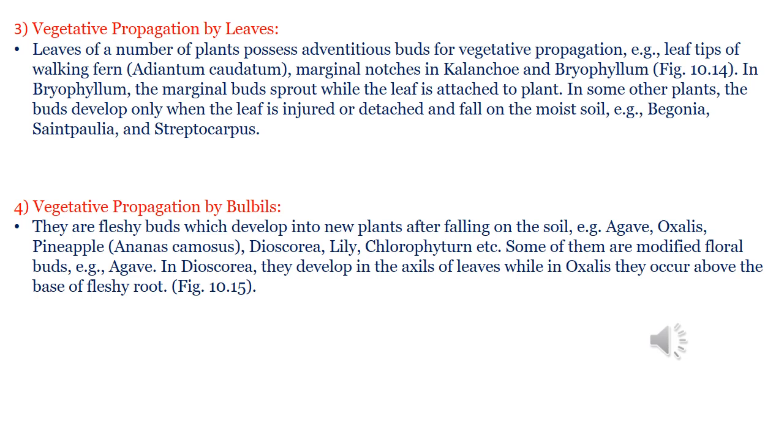Other examples you can go for are Adiantum, Kalanchoe, Streptocarpus, Saintpaulia. In vegetative propagation by bulbils, you can cite this in Agave species, Oxalis species. You can see this in pineapple also, lily, etc. So these basically are fleshy in nature. Their buds are fleshy and they develop into a new plant when they fall on the soil. Alright, so in the next slide you will see a clear diagrammatic representation of all the modifications of a stem, especially by leaf, by bulbils, and other suitable types that I have discussed. Please go through it seriously.